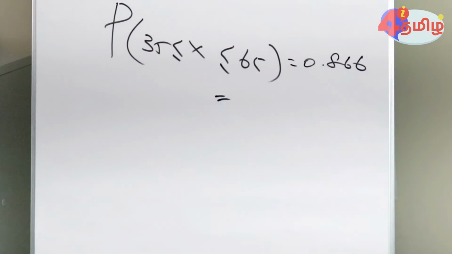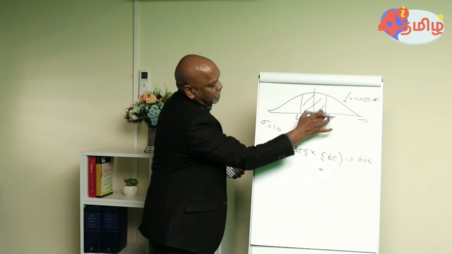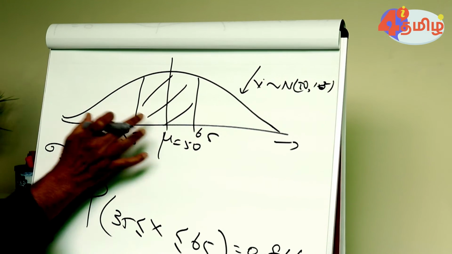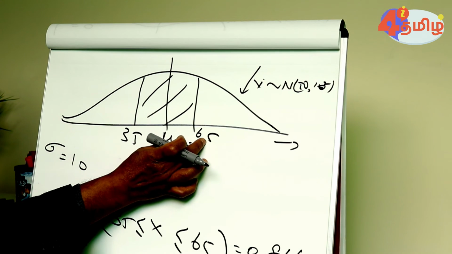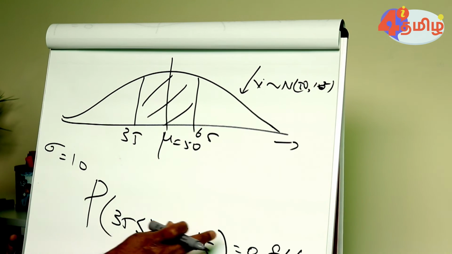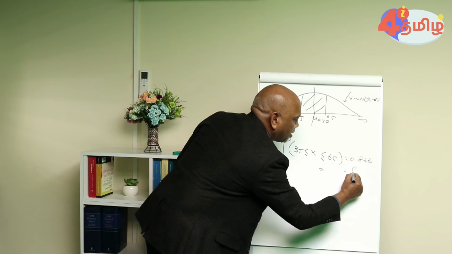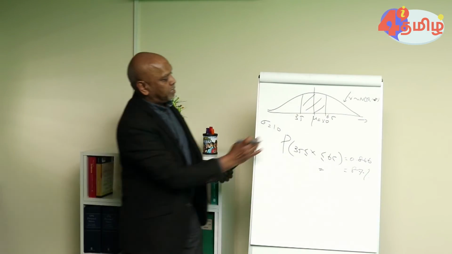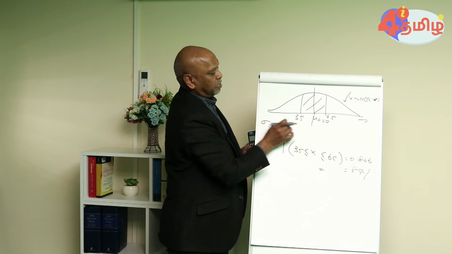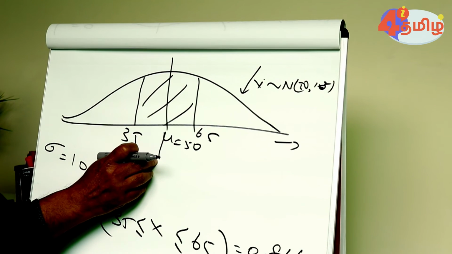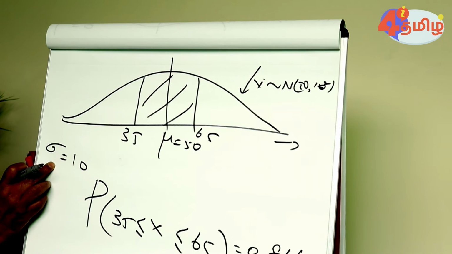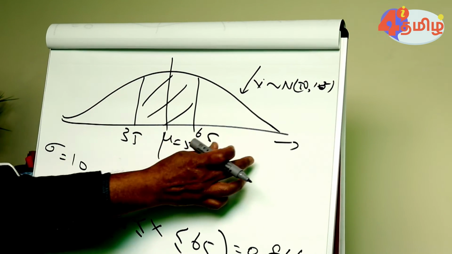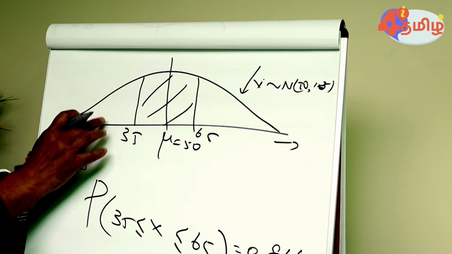0.866. So this part, the data between 35 and 65. When you actually have a survey, the data between 35 and 65 is about 0.87, which is about 87%. So 87% of the data will lie between 35 and 65 when you have a mu of 50 and standard deviation of 10. So in other words, as I said before, under the whole of the graph, the area is 1.